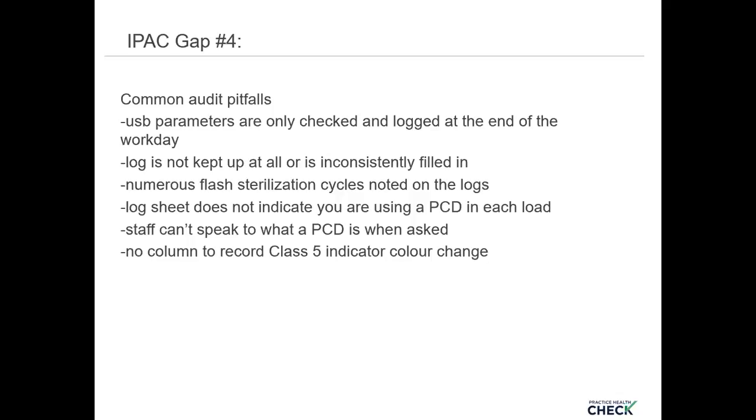So this is very important for the clinics that are using a PCD. I always say that your documentation should always tell a story. So I should be able to look at your documentation and tell you exactly what your processes are without you having to tell me verbally. So your documentation should be very, very clear on what process you're doing. So if I don't see any class 5 chemical indicators in your pouches, I'm assuming you're using a PCD. So when I look at your sterilization logs, I should see a column on there that speaks to the use of a PCD and your class 5 chemical indicator.